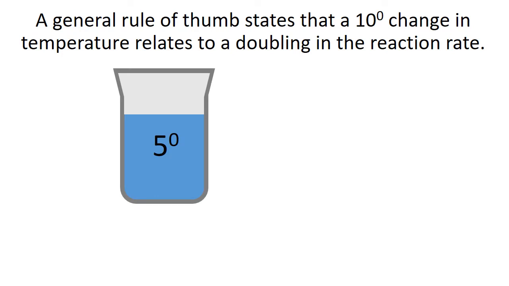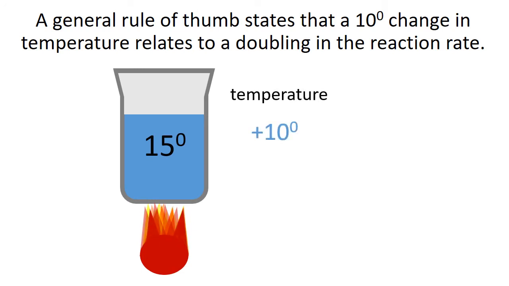A general rule of thumb states that a 10 degrees change in temperature relates to a doubling in the reaction rate. So if I added heat to this beaker that contains my reactants and I warmed it up all the way to 15 degrees Celsius, that means I've increased the temperature by 10 degrees Celsius. The speed of reaction will be doubled. So at 15 degrees Celsius, the reaction would go twice as fast as it would have gone at 5 degrees Celsius. But I'm still heating this thing.